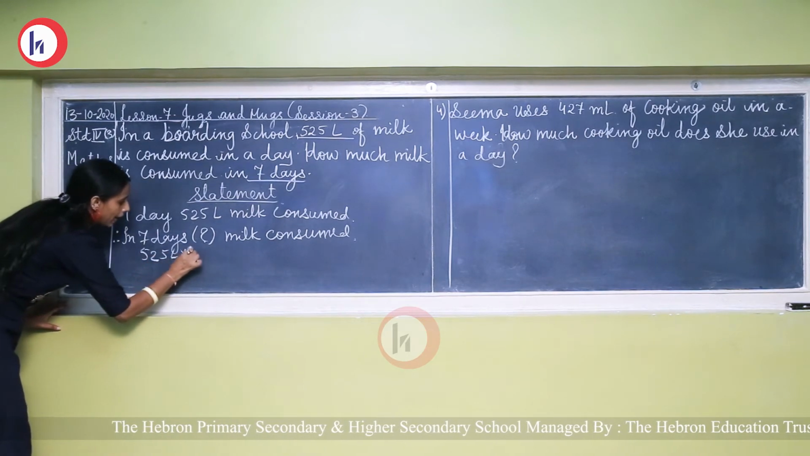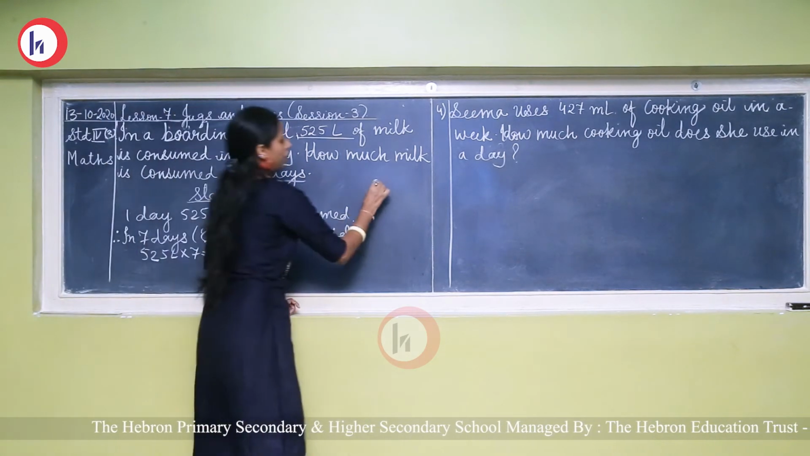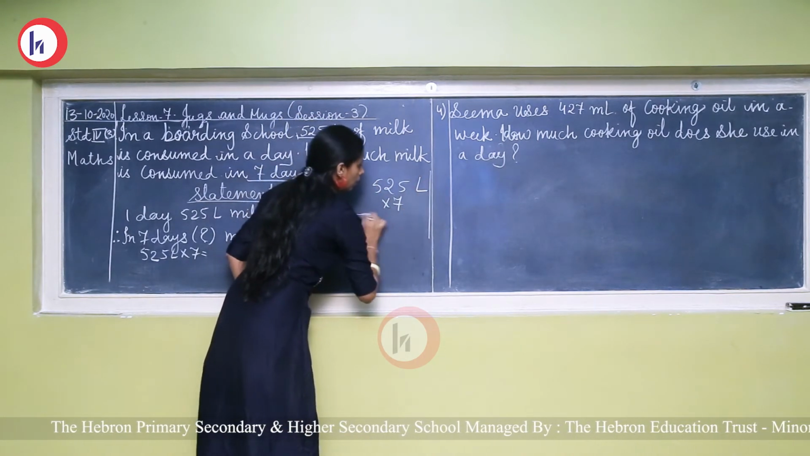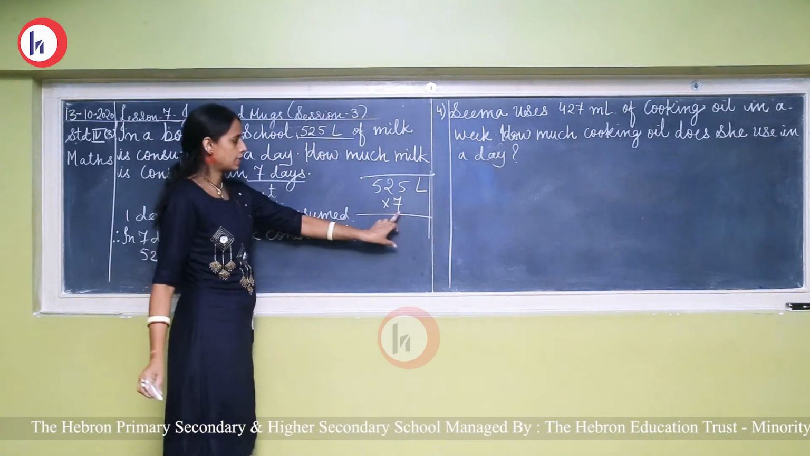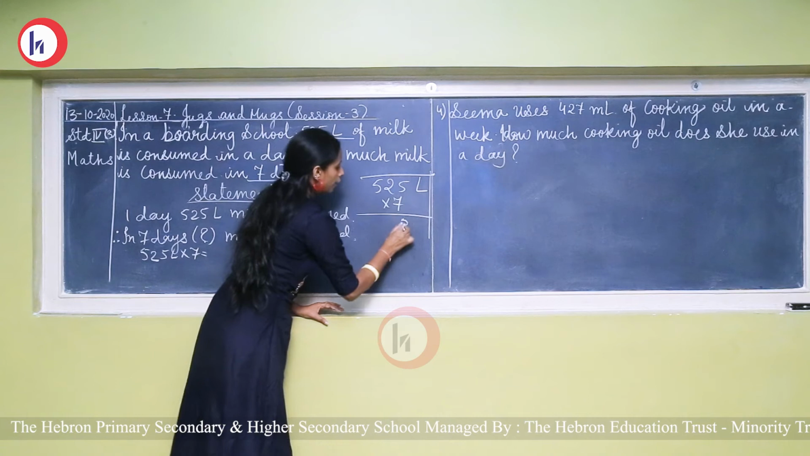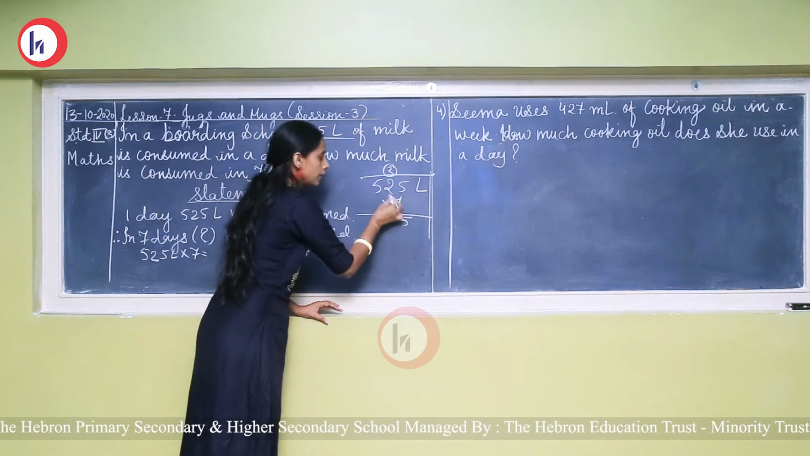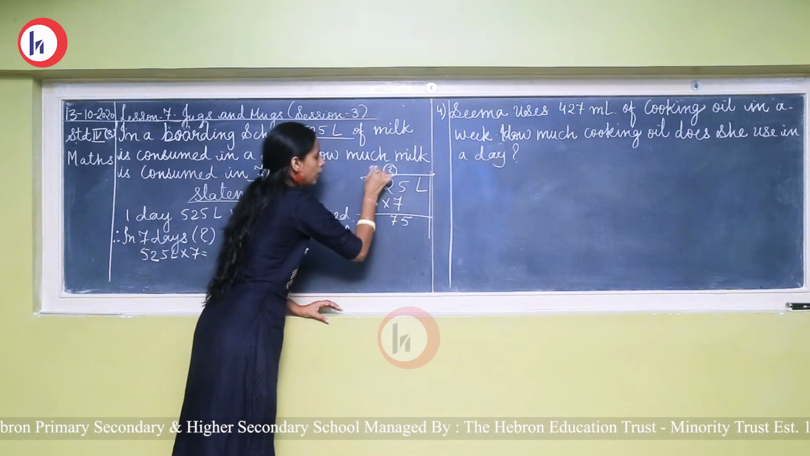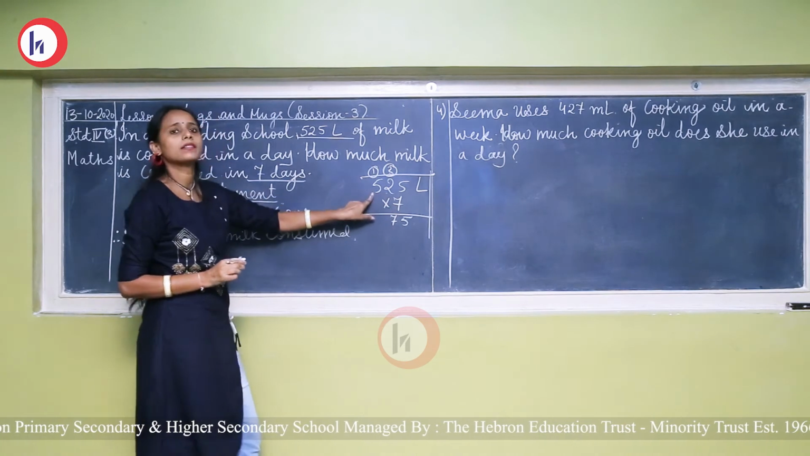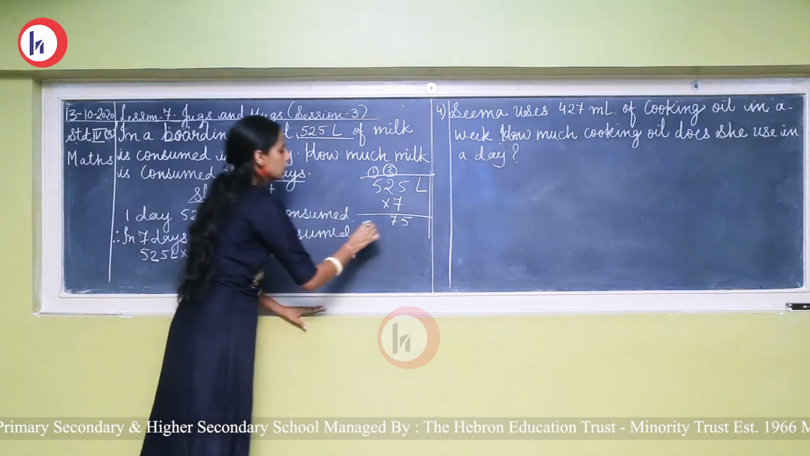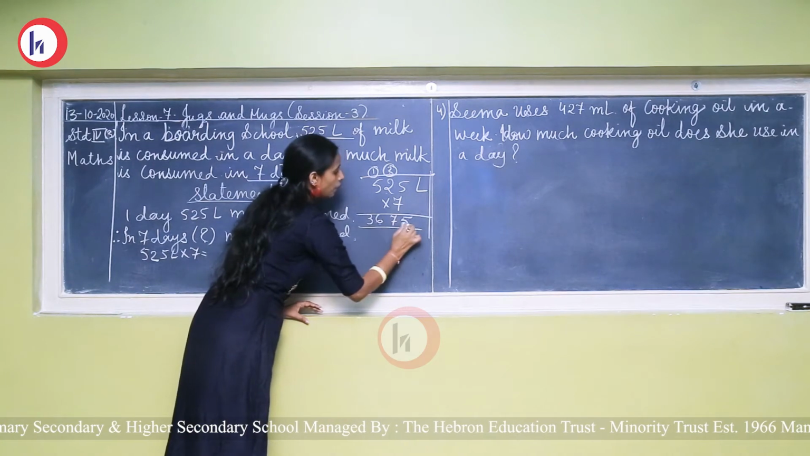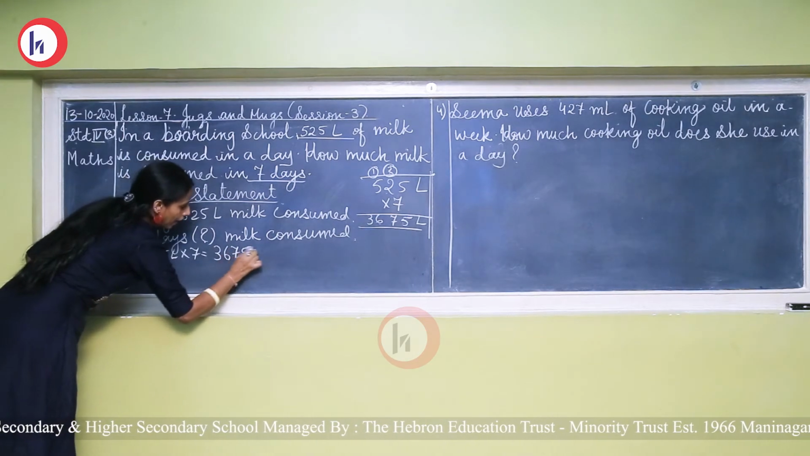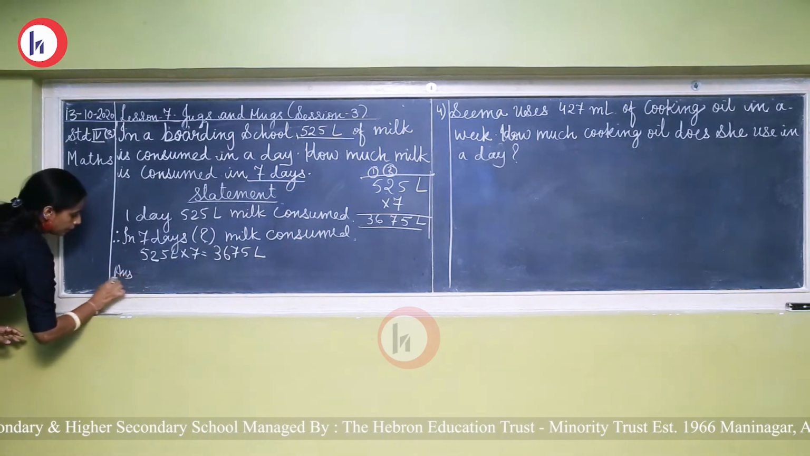525 liter multiplied by 7. Now we'll start from the ones place. 7 5s are 35. 5 and 3 will be carry forward. Then 7 2s are 14, 14 plus 3 17, 7 will be here and 1 will be carry forward. Now again 7 5s are 35, 35 plus 1 36, 3675 liter. So answer is 3675 liter.